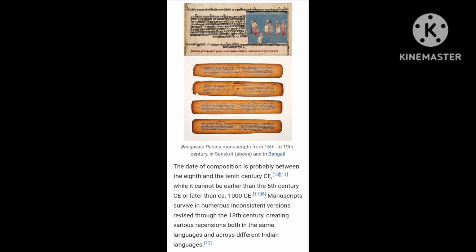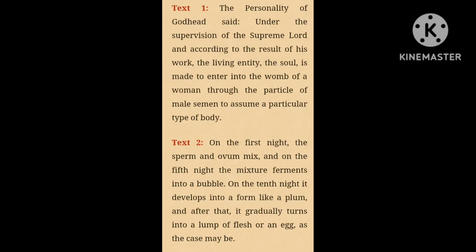Now I'll come back to the text of Bhagavad Puran. Because the post says Bhagavad Mahapuran, one needs to look at the dating. The date of composition is probably between the 8th and 10th century. Manuscripts survive in numerous inconsistent versions, revised through the 18th century, creating various recensions both in the same language and across different Indian languages. Most likely it is an 8th to 10th century text, given the manuscript evidence and linguistic research we have. That's not a big thing. Most Indian texts like the Puranas, the Bhagavad Gita, and even various Upanishads were written after Aristotle and, in many cases, after the era of the Mauryan dynasty. So it's not a big thing.